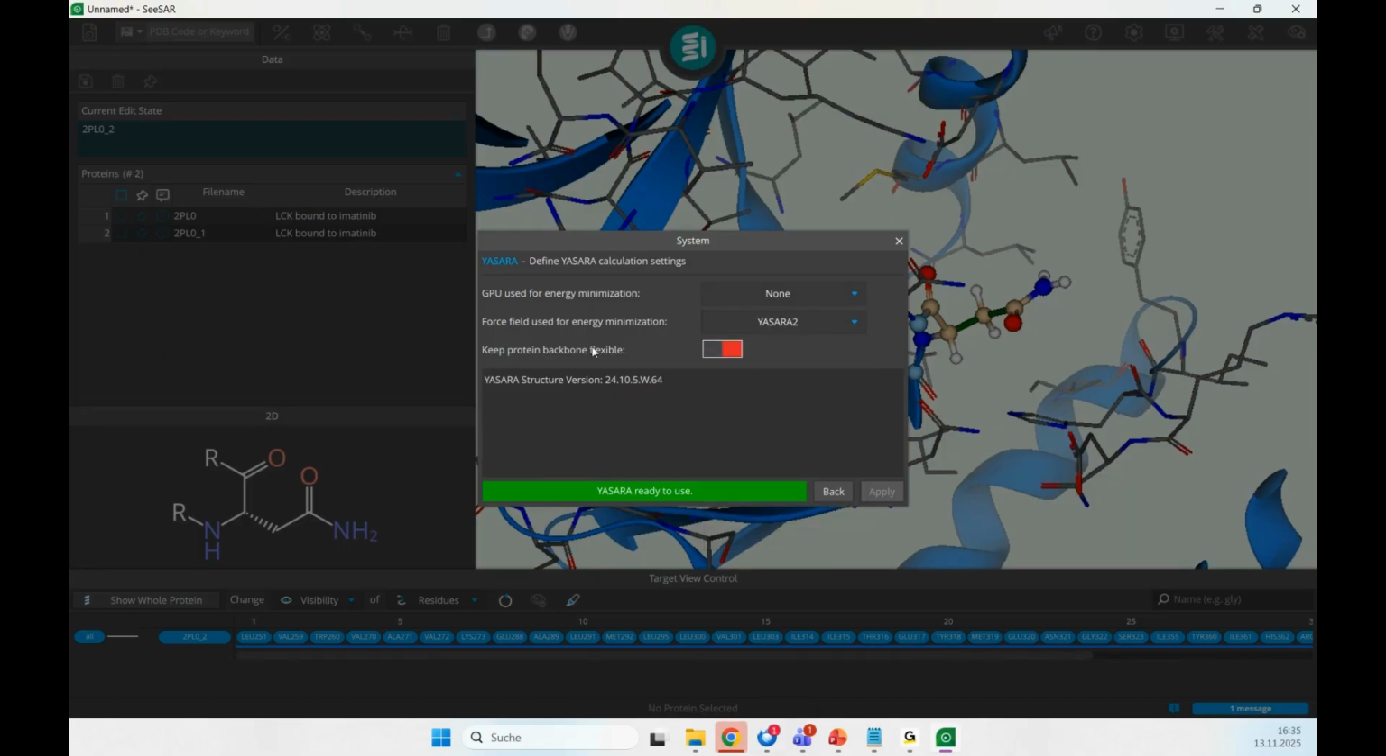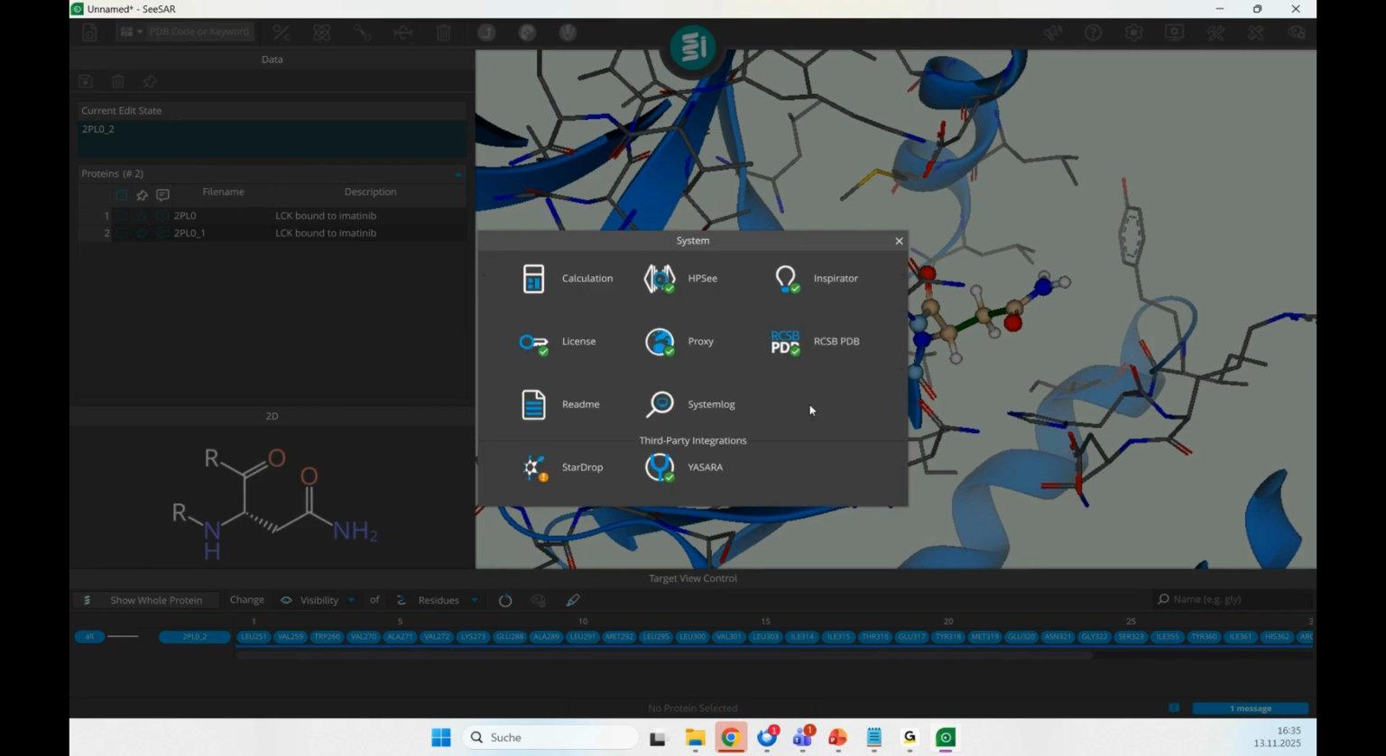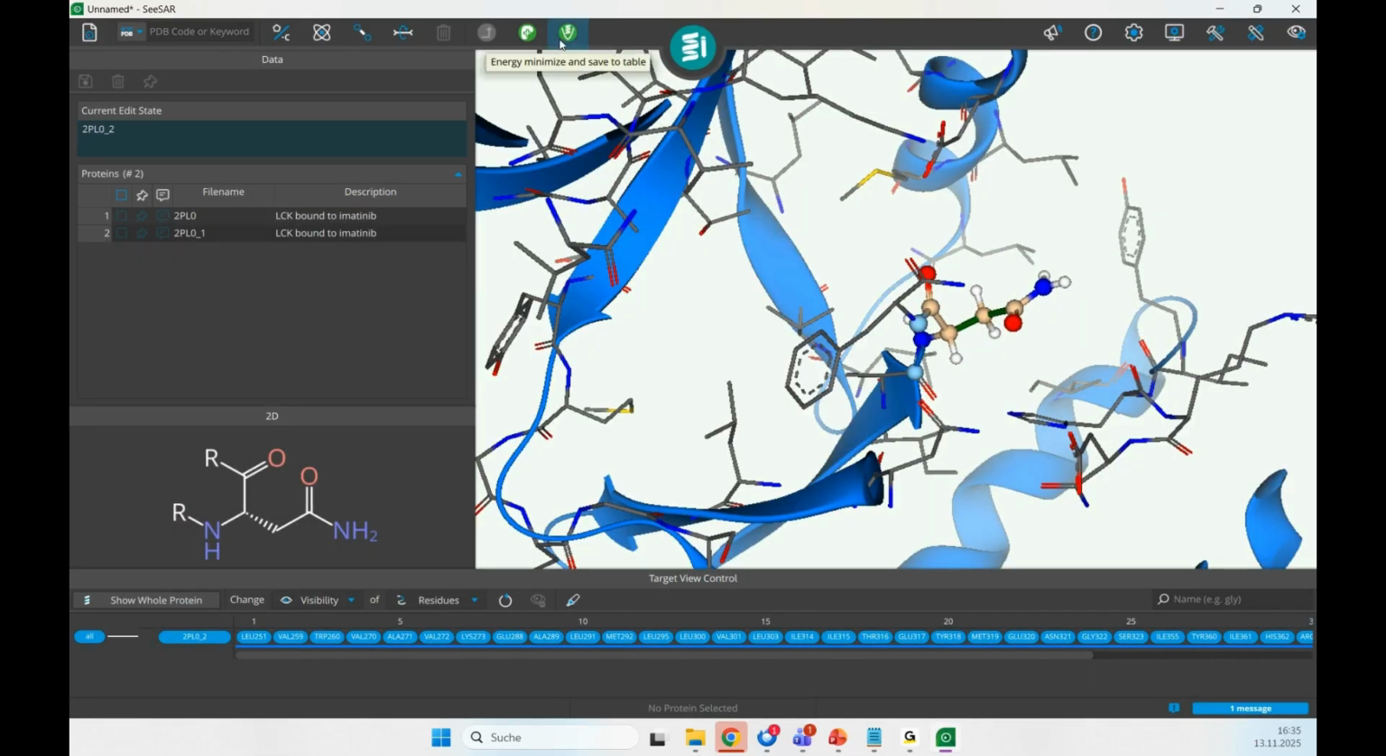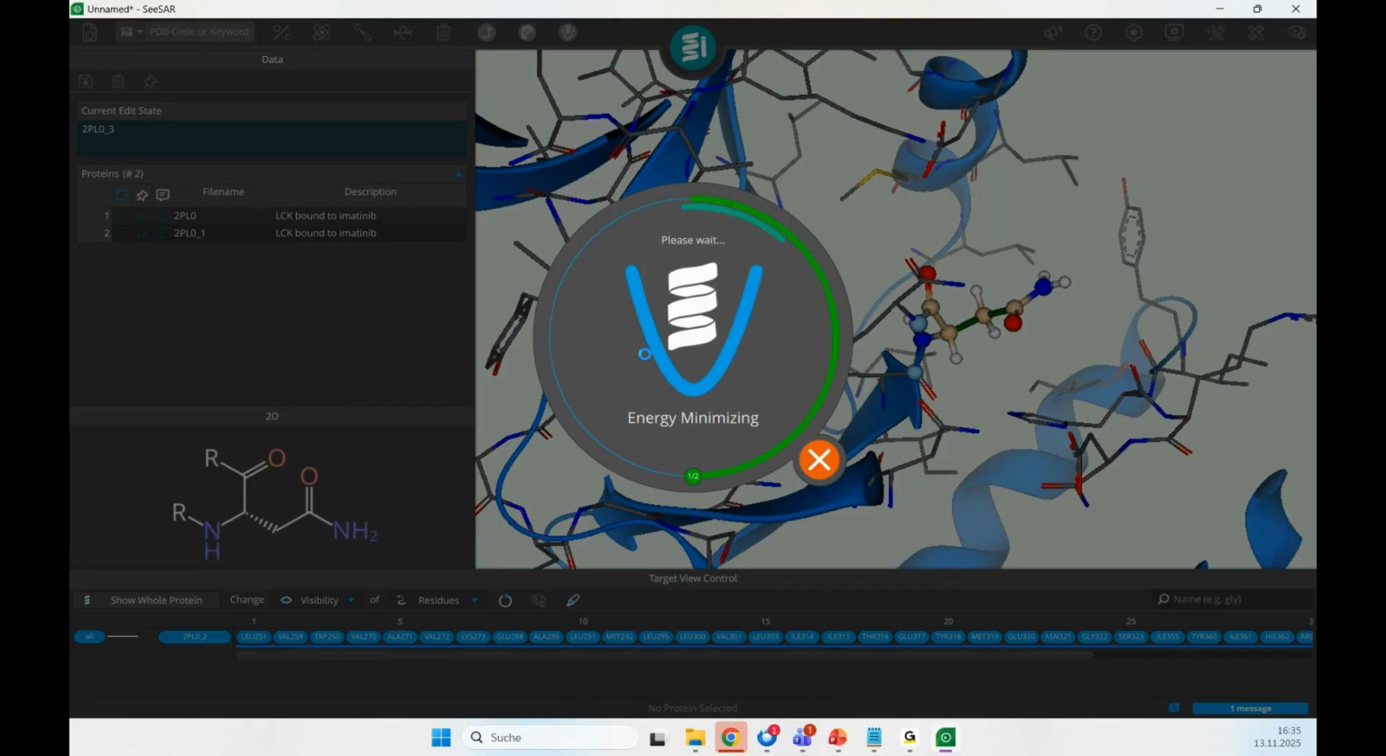You can select if you would like the backbone to be flexible or rigid. In this case, I would keep it rigid. Once we have decided for everything, we go back and start the energy minimization run. This will take a few seconds.